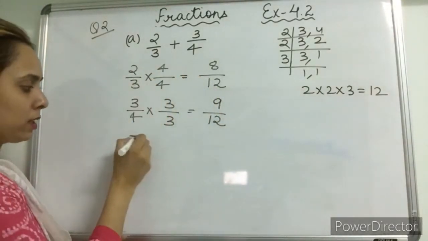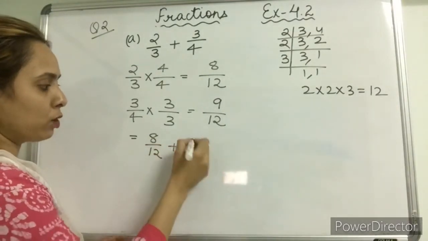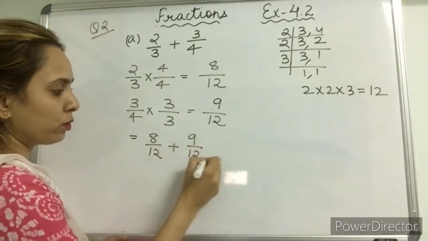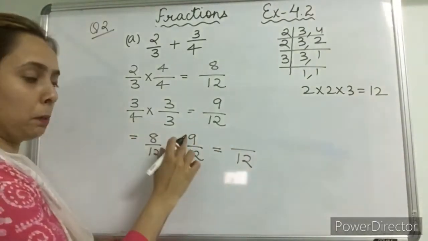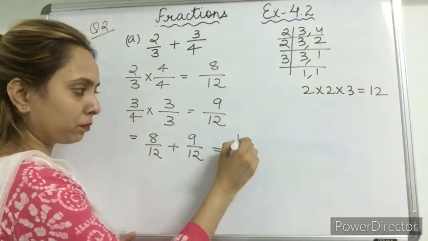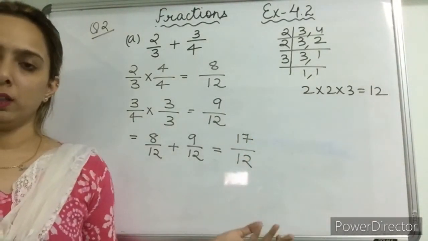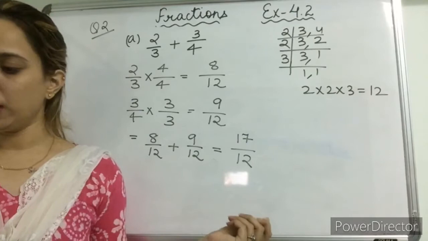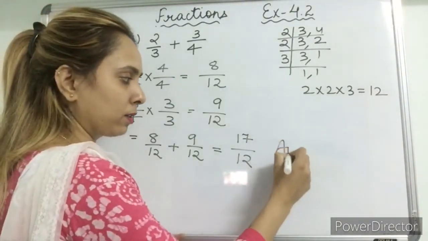So the operation is addition. So 8 upon 12 plus 9 upon 12. So we will get the answer as 8 plus 9 is 17. So 17 upon 12, we cannot reduce it because 17 is a prime number. So this is our final answer.